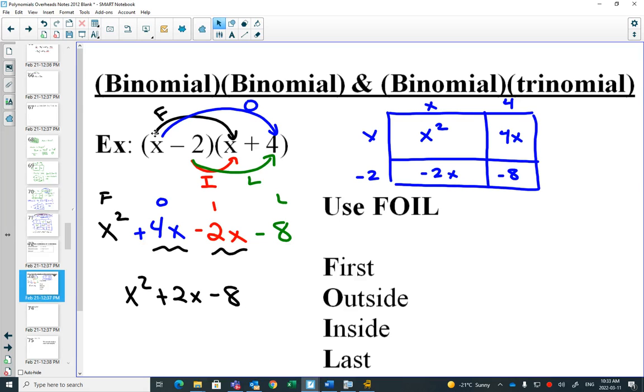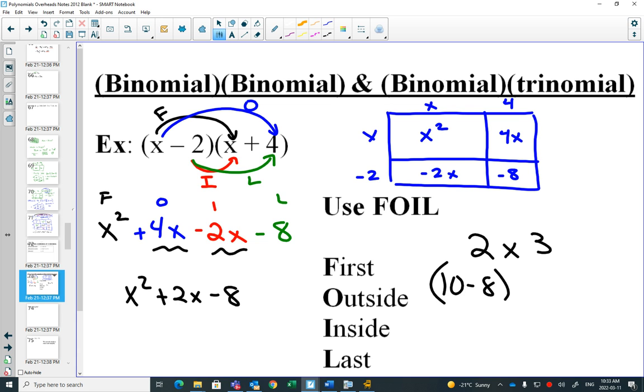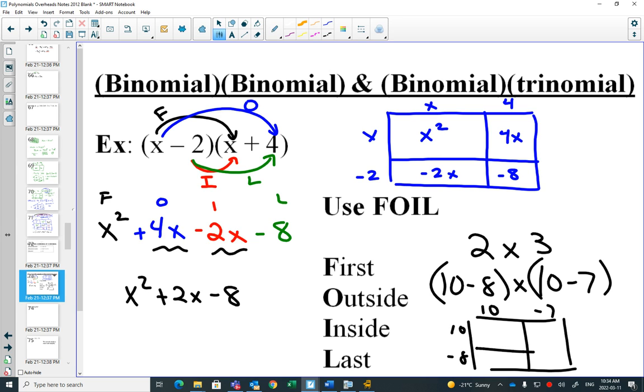Hey, you know what's really cool with the minuses? The minuses work with numbers. Now, I wouldn't recommend this, but check this out. Did you know that 2 times 3 is the same as 10 minus 8 times 10 minus 7? And so you can make an area with a 10 and a minus 7, a 10 and a minus 8, and split it up and get 100 minus 70 minus 80, and then minus 7 plus 56, and add all those numbers together and get 6.